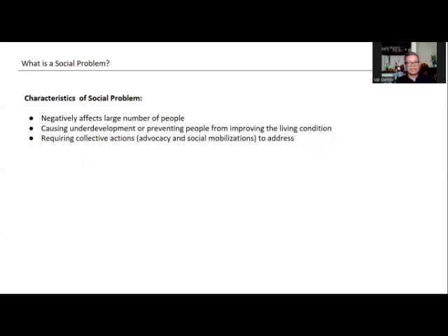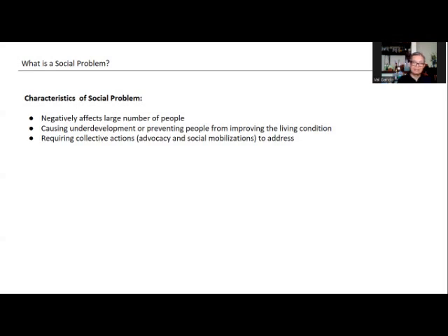Social problems negatively affect a large number of people. Social problems cause underdevelopment or prevent people from improving their living condition, and social problems require collective actions to address. The one condition that distinguishes social problems from individual problems is that they require collective actions to address. However, despite the presence of many problems requiring collective actions, we see collective actions geared towards finding solutions to be more of rare occurrences rather than common.